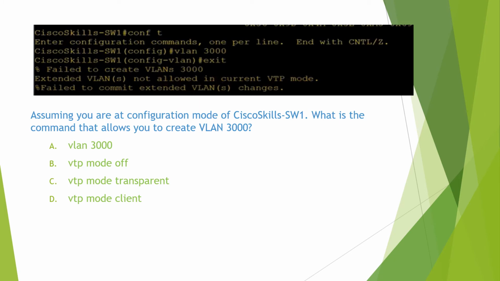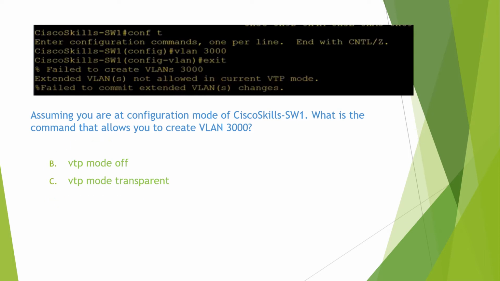Assuming you are at the configuration mode of Cisco switch 1, what is the command that allows you to create VLAN 3000? From this error message, we can tell that the reason we cannot create VLAN 3000 is because of the current VTP mode. In order to create VLAN 3000, which is an extended VLAN, we have to either turn off VTP or set it to the transparent mode. Therefore, the answer for this question is B or C.